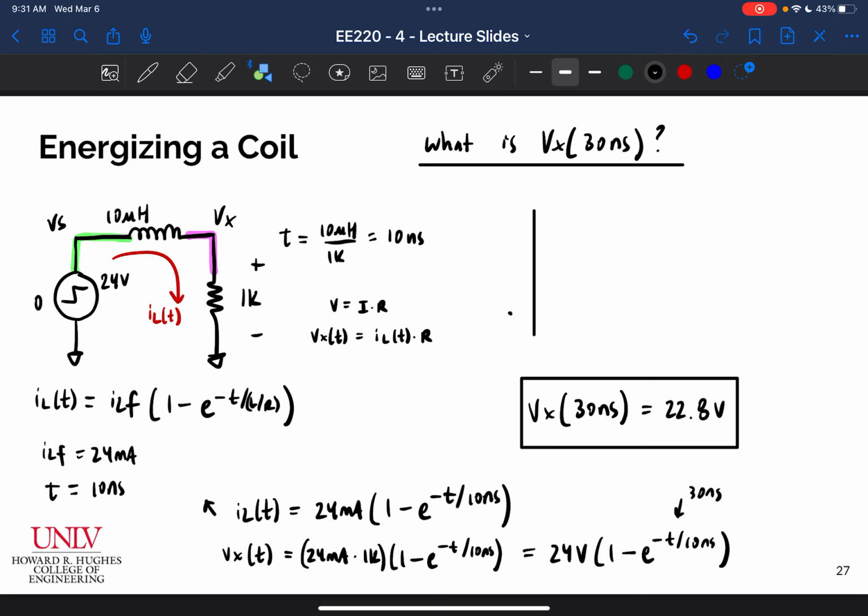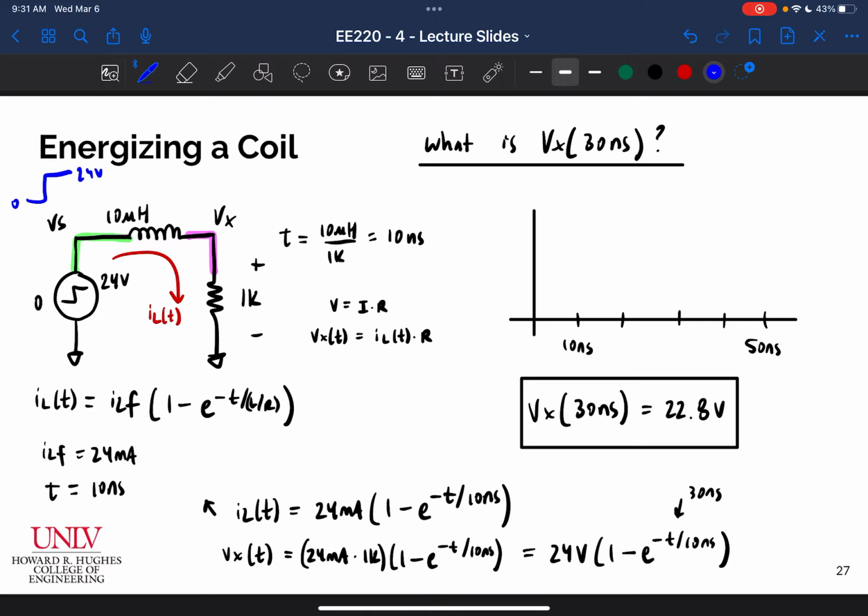All right, and let me just go ahead and move this down and explain intuitively what just happened, just in case it's not clear. My time constant is 10 nanoseconds, so I know that pretty much everything interesting is going to happen between 10 and 50 nanoseconds. I know that my Vs is just going from 0 to 24 volts at time t equals 0, right? And then my Vx, what happens to my Vx?